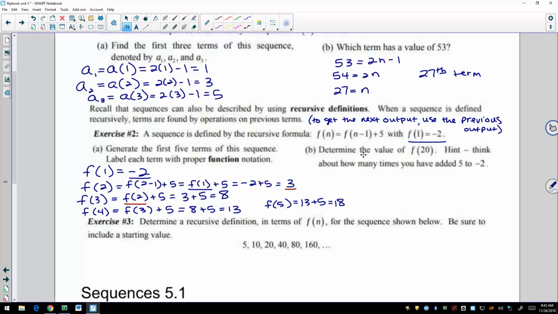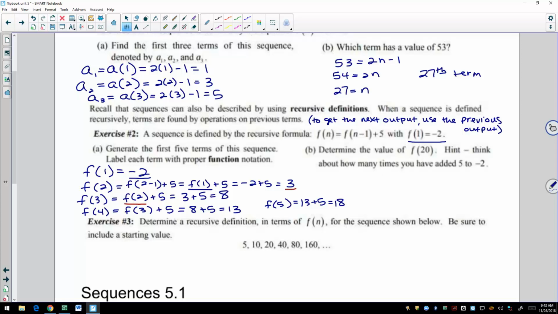Now part B, this is important because this is what you really need to take away from this lesson: determine the value of f of 20 without sitting here. I mean, you could sit here and find f of 6, f of 7, f of 8, all the way up to f of 20. But there's an easier way to do it.